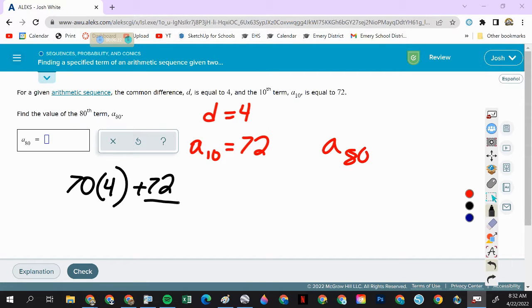So on day 10, we're at $72. Every time we wake up in the morning, we find $4 sitting on the front porch. That's going to happen 70 times. And then on day 80, I will have 70 times 4 plus the amount of money I had on day 10.